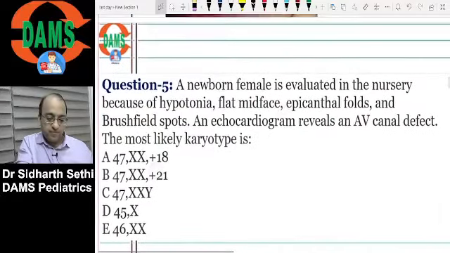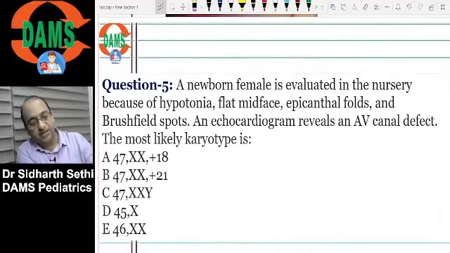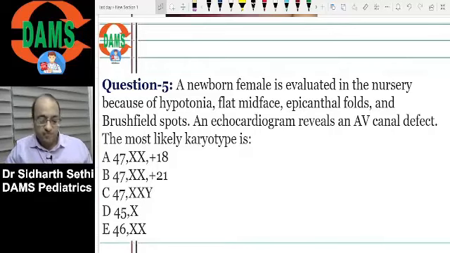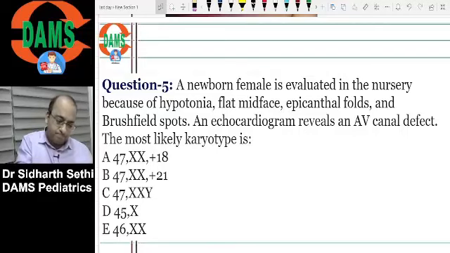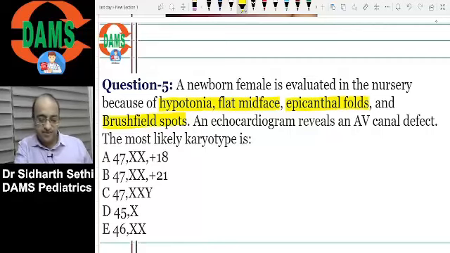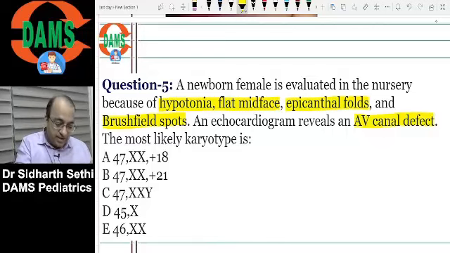Let's go further. Now it is a cool question, but I want you to know that your examiners want to ask you about this most common syndrome. Guys, can you tell me in which syndrome do you see hypotonia, epicanthic folds, brushfield spots of the iris, and AV canal defect in the heart? Anyone? Down syndrome.